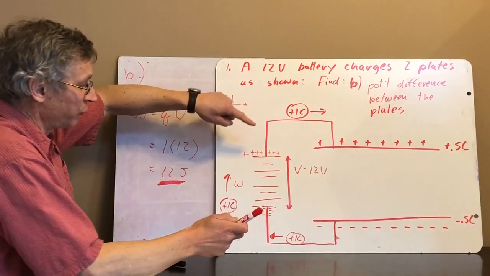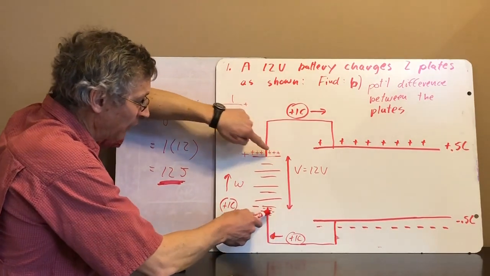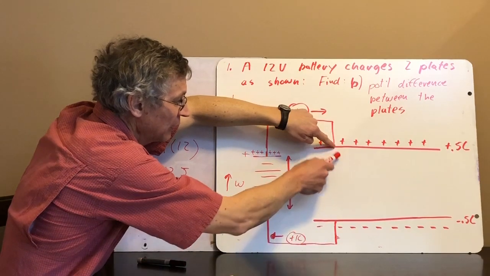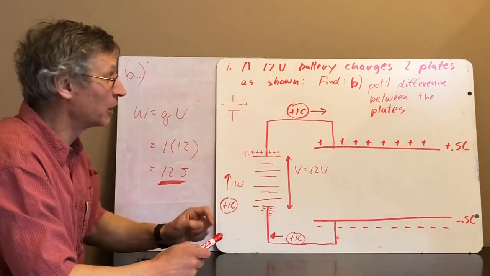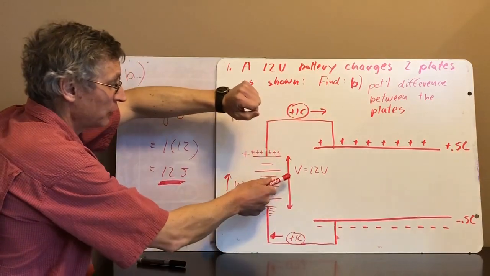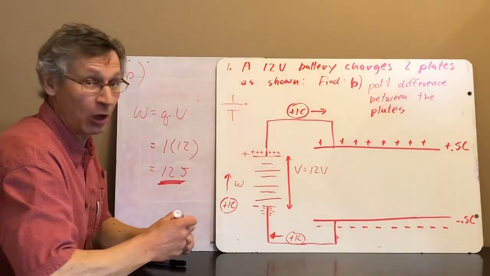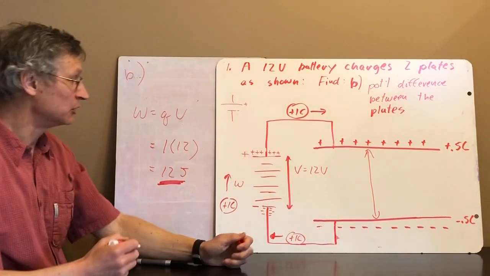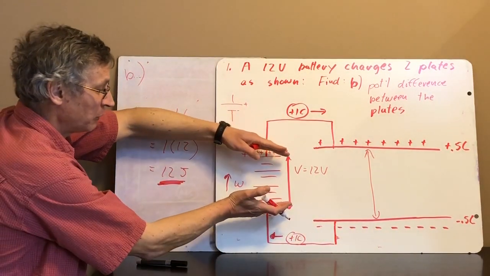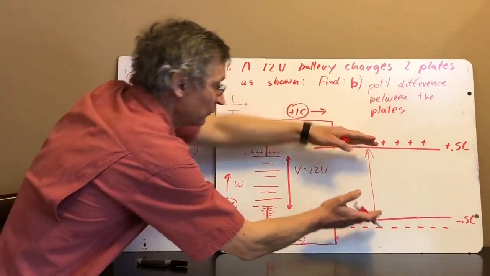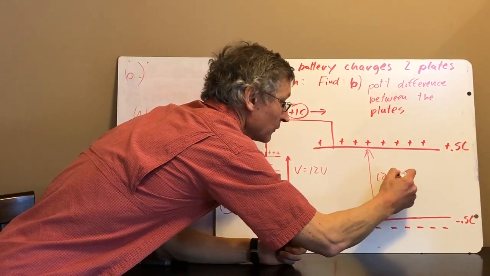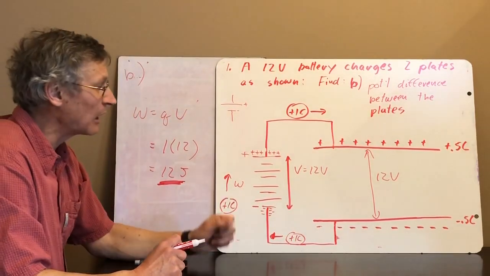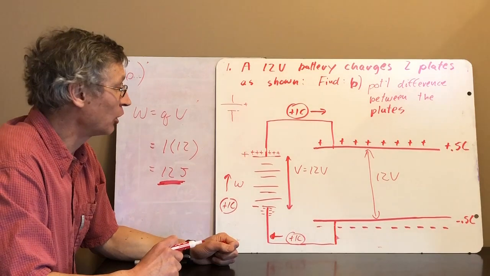If there's 12 volts of potential difference between here and here, there's 12 volts of potential difference between here and here. So from now on, if you see a pair of plates like this and they're hooked up to a 12 volt battery, you know the potential difference between the plates. You don't have to do any calculation. Just look at the battery. There's 12 volts between the terminals of the battery. That means there's going to be 12 volts between the plates. Done. Keep that in mind. It'll save you a lot of work.